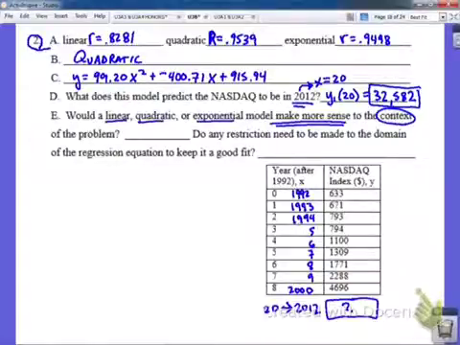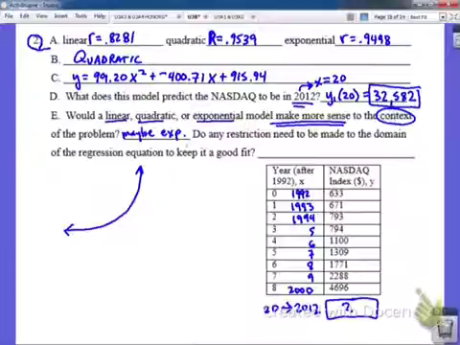Based on that, is one of these models better? We chose quadratic, but what curve here typically goes up over time? Exponential. I don't know. I can't tell you for certain that exponential is the best choice, but I might say maybe exponential. Okay?